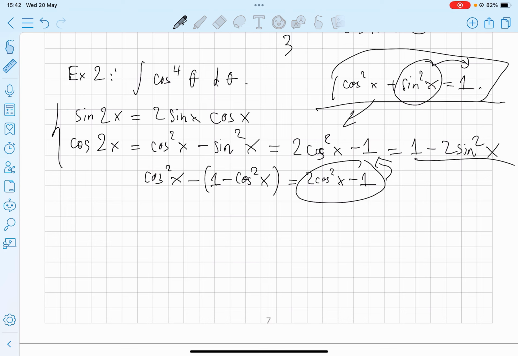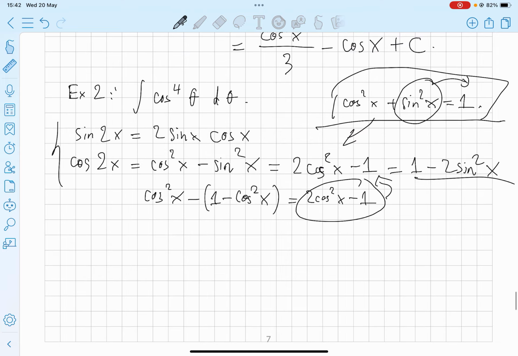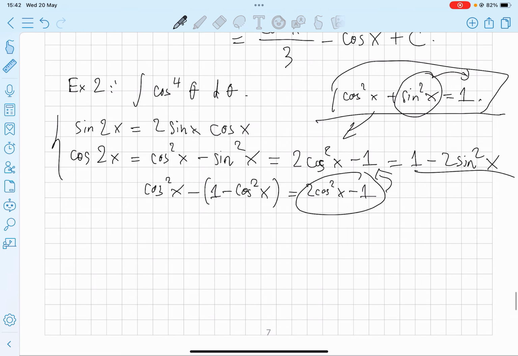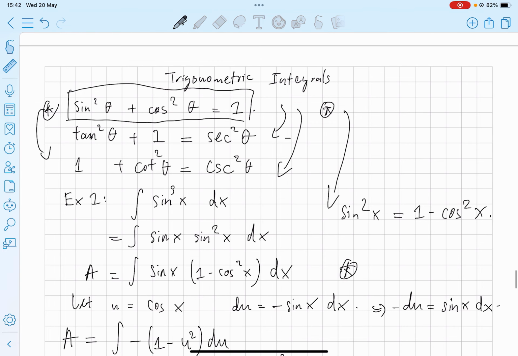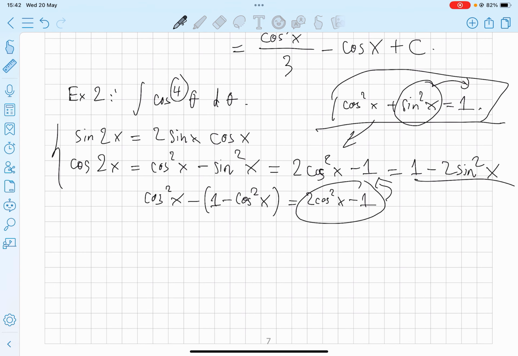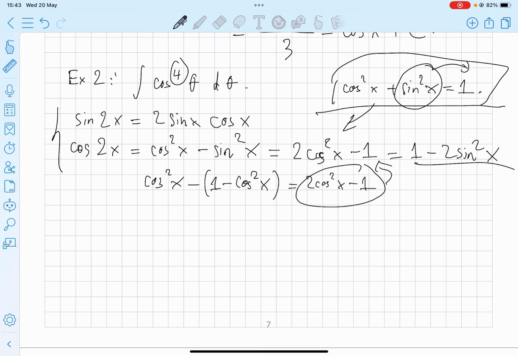So let's apply this into this integral. Most of the time when you see a really big power, it can be power of 3 like the previous example, or this example, which is power 4. You have to break it down to a smaller power. You can break it down to 2, break it down to 1, so that you can evaluate the integral more easily. So in this case, you will use this identity.